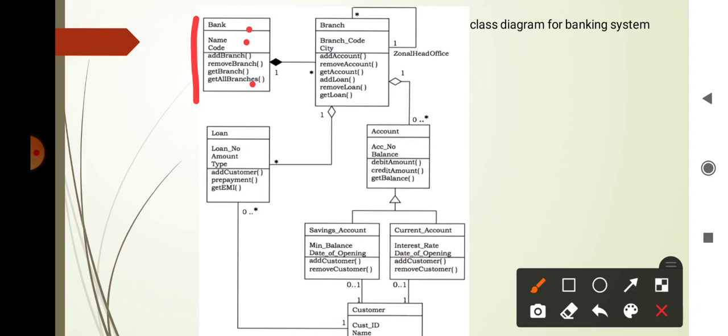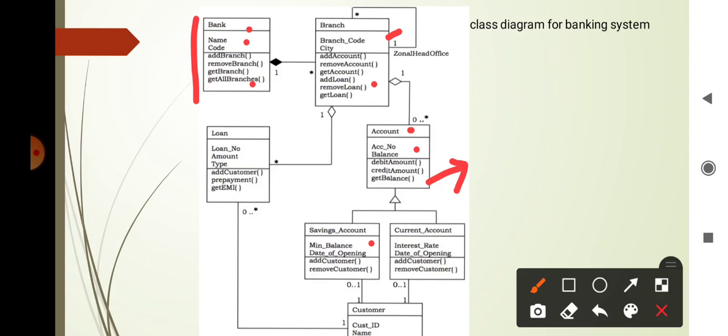First, bank is the class name, then name and code are the attributes involved in the bank class, and it has some operations like add branch, remove branch, get branch, and get all the branches. Then the second class is branch. It has branch code and city, and it has these operations. Then the third class is account, and it has two attributes, account number and balance, and it has these three operations.